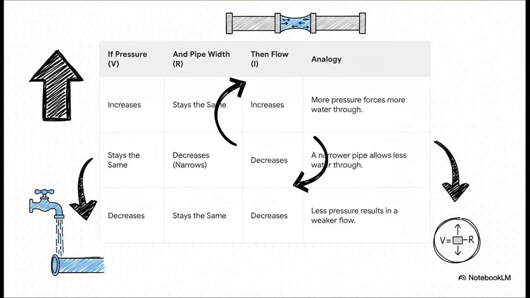Let's just quickly walk through this using our analogy, because it just makes so much sense. So look at the first row.